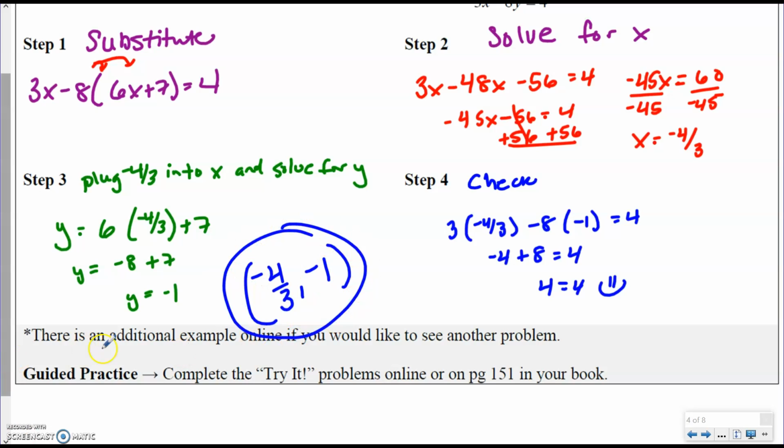Okay, online, there's an additional example here, and then you also need to do the try it problems and enter your solutions in Edpuzzle or online.